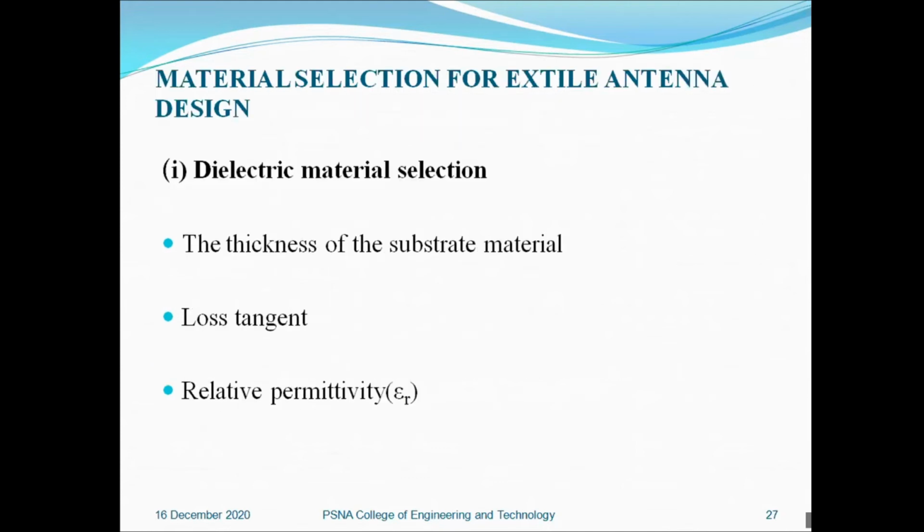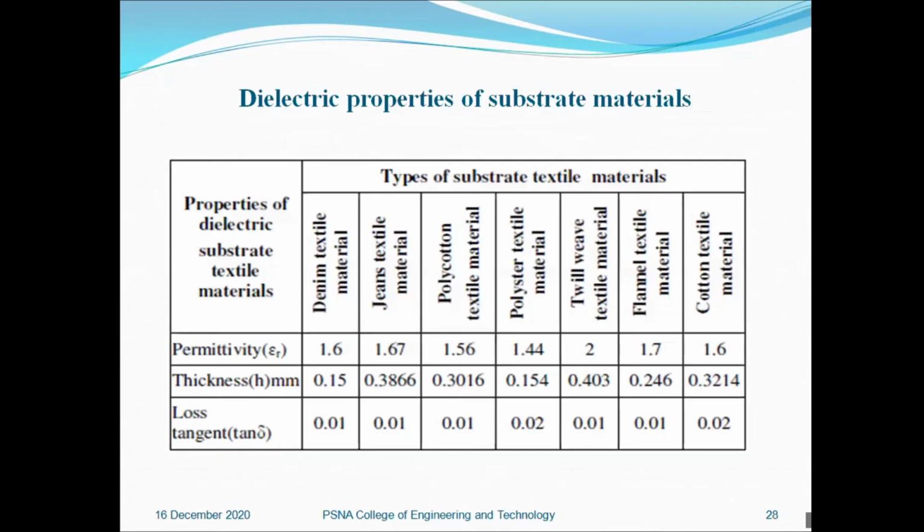So how is the dielectric material selection possible? On the internet itself, it is readily available for the different textile materials. What's its permittivity, you can see, and from that, anyone we can select. For example, denim textile material. These are all the properties. For the types of textile material, the epsilon r value is given.